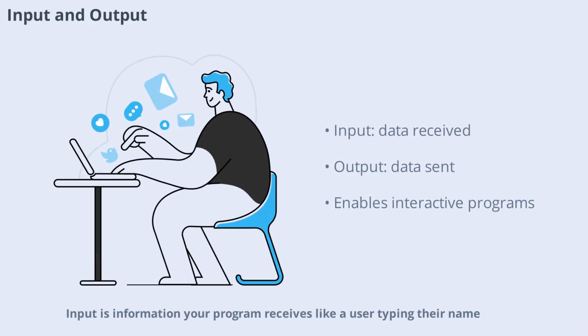Input is information your program receives, like a user typing their name. Output is information your program sends out, such as displaying a message on the screen. Most programs need some way to get input and provide output, making I/O a fundamental concept. Learning how to handle input and output lets you create interactive programs that respond to users and share results.